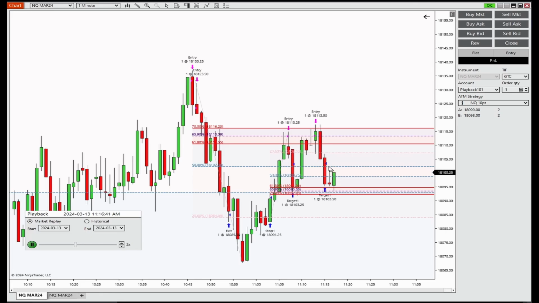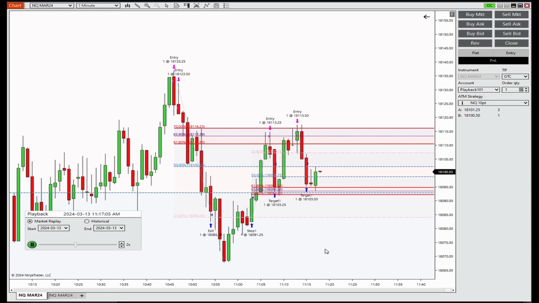Maybe it comes into this imbalance here, maybe it does whatever. I'm not expecting it to take the high. It might. You've got equal highs here. But if we were to look at a movement of a retracement, you've got this here. You've got 109.